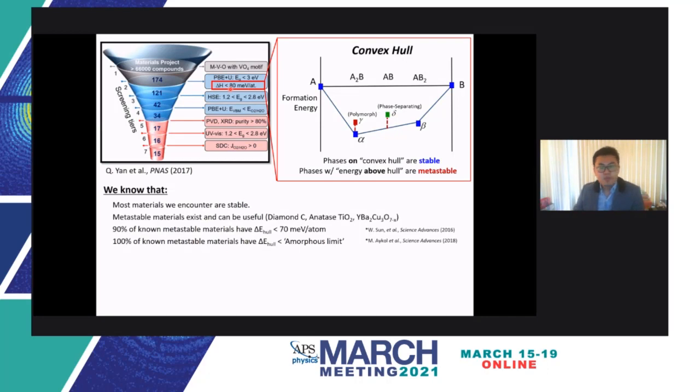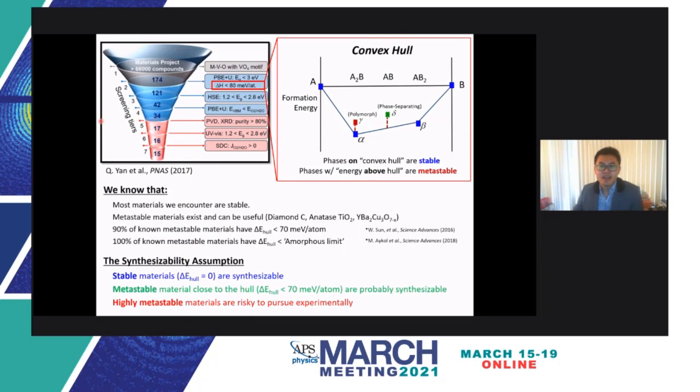Okay, so based on these known facts, a lot of people in our community have followed what I call the synthesizability assumption. And the synthesizability assumption is that stable materials, delta E above hull equals 0, are synthesizable, that metastable materials that are close to the hull are probably synthesizable, and that if you have a material that is much higher in energy above the hull than that, then it would be risky to pursue experimentally. And this is kind of the assumption that our community has adopted, which I think many of you in the audience are probably familiar with.